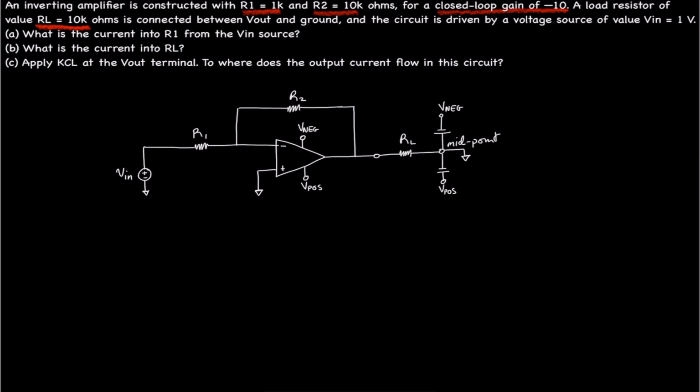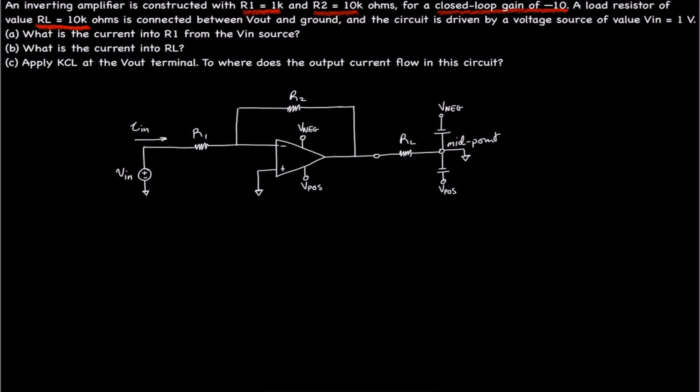We're asked what is the current through R1 from the Vin source. So we're going to find Iin, which is equal to IR1. Also, what is the current into RL?